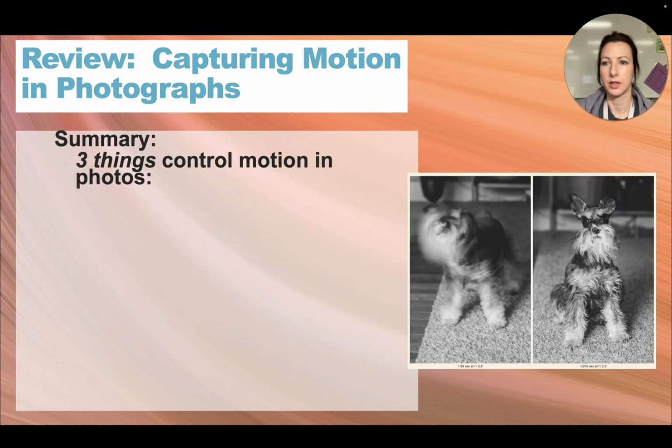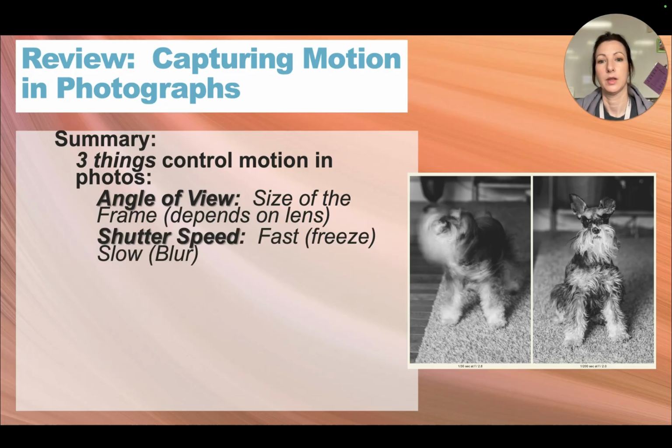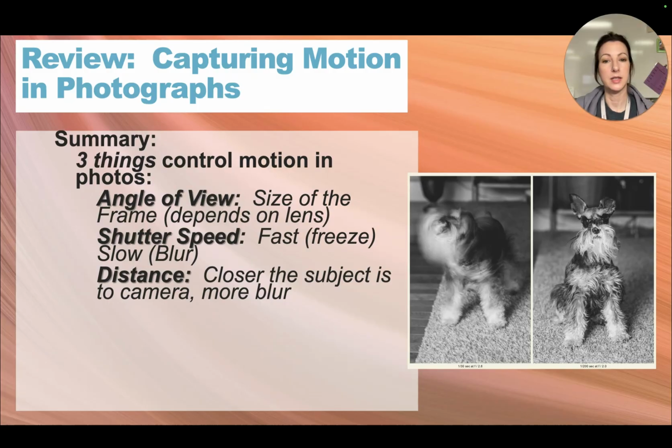So let's summarize the three things that control motion in your photos. First is your angle of view, so the size of the frame. Are you using a long lens and have a smaller frame? Are you using a wide lens and have a really wide frame? Your shutter speed: how fast or slow is it? How long is that shutter open to capture the movement, like it's painting on your frame? And then distance. The closer your subject is, the more it's going to show motion. The further back it is, the less it's going to show motion because it's smaller in the frame.